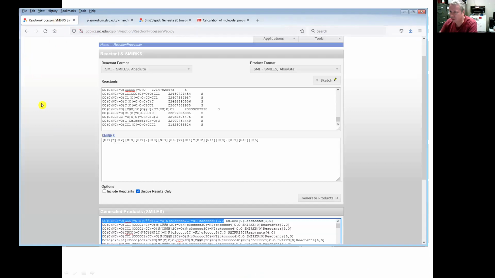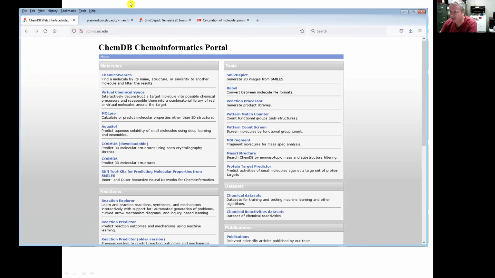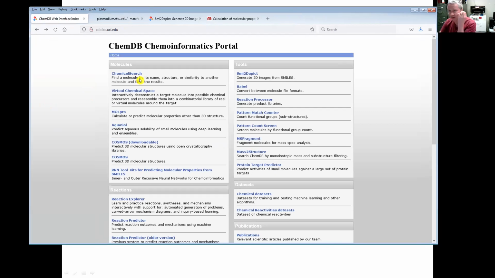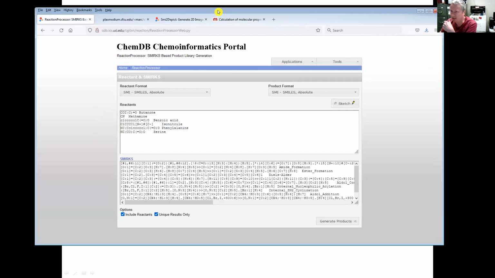Okay, so I just went to this UC Irvine website, which has a whole bunch of chemical informatics tools. And we're going to click the button reaction processor. Is that what it was? Reaction processor. Yeah. Okay. So here's the reaction processor.